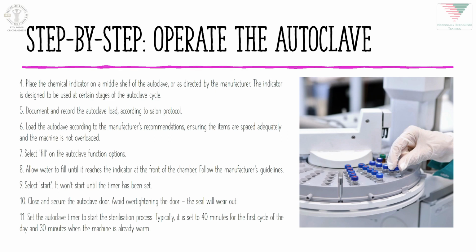4. Place the chemical indicator on a middle shelf of the autoclave, or as directed by the manufacturer. The indicator is designed to be used at certain stages of the autoclave cycle. 5. Document and record the autoclave load, according to salon protocol. 6. Load the autoclave according to the manufacturer's recommendations, ensuring the items are spaced adequately and the machine is not overloaded.